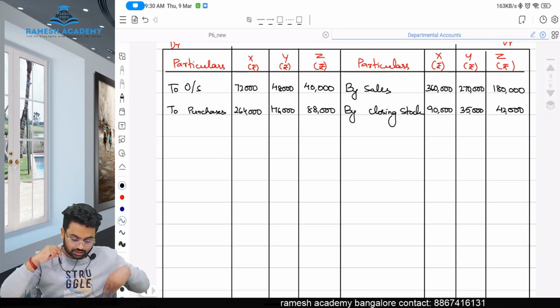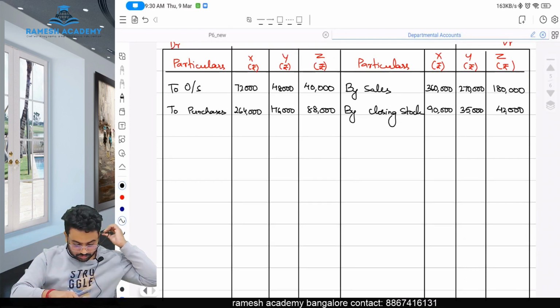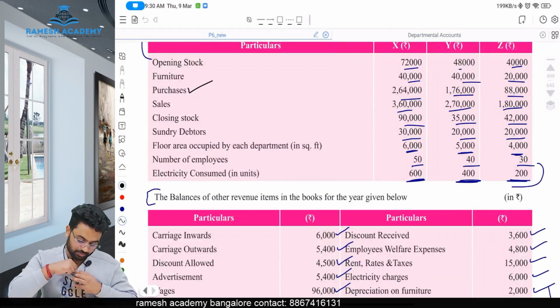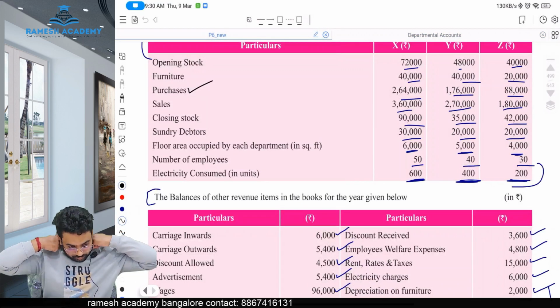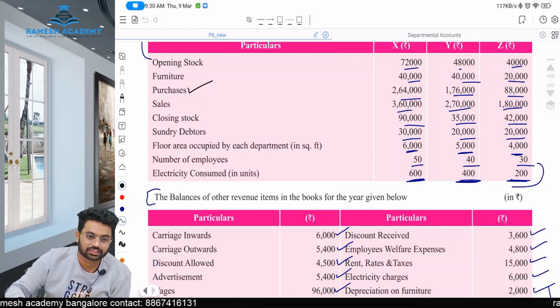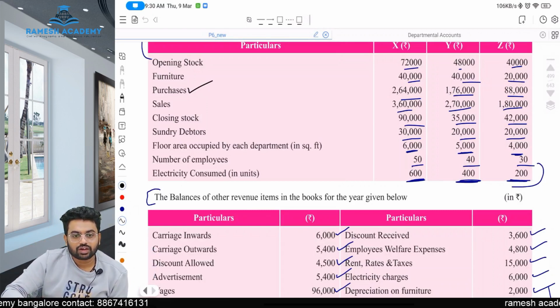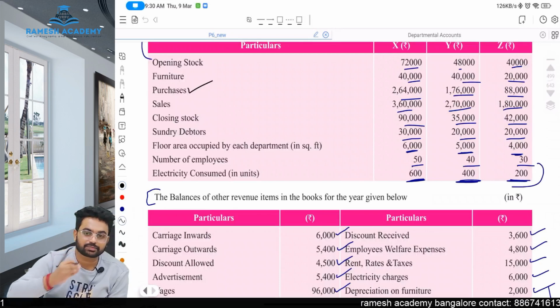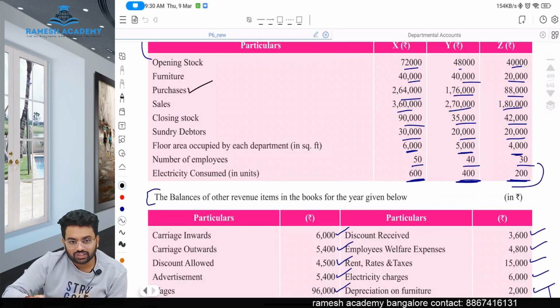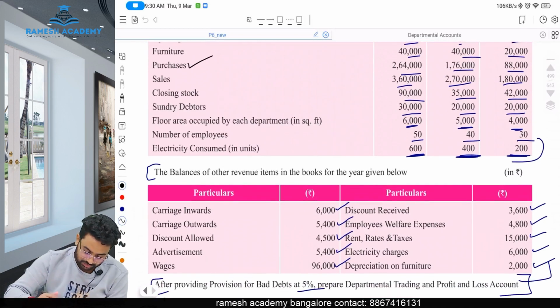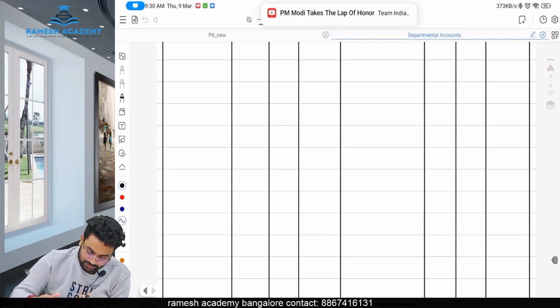Anything else relating to the trading account? Sundry debtors, floor area, number of employees. There is a carriage inward, but it is for the whole organization. We don't know how much it is for each department. Carriage inward is incurred on purchased goods. To get purchased goods into the factory, we incur certain expenditure called carriage inward. If we want to split carriage inward into each department, we can split it on the value of purchases.